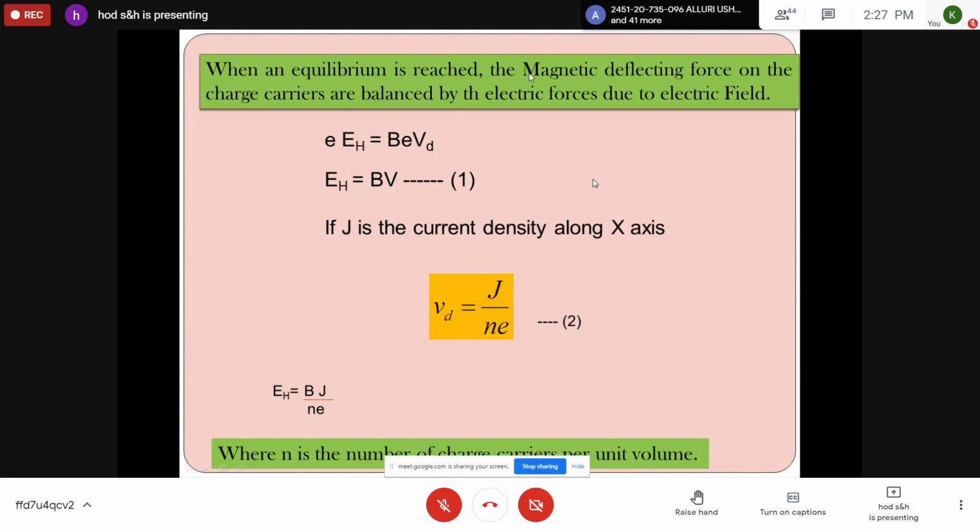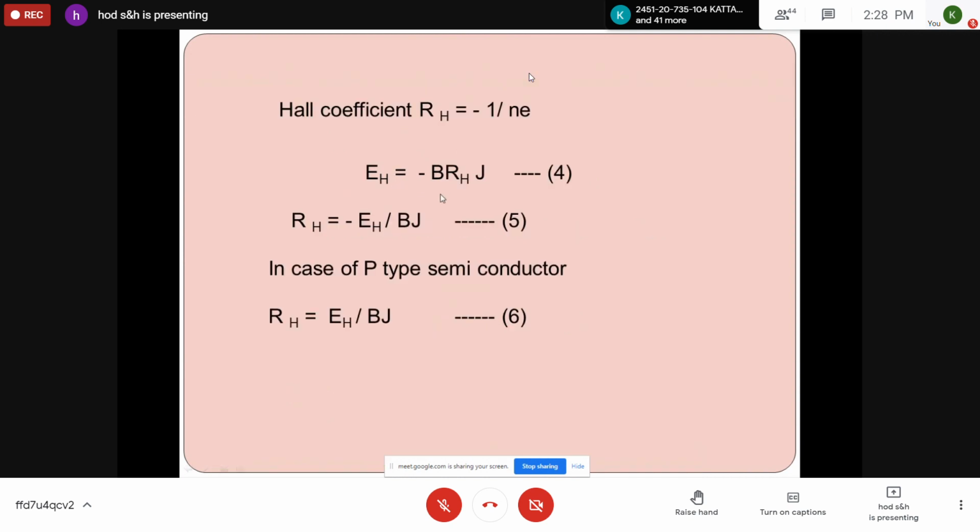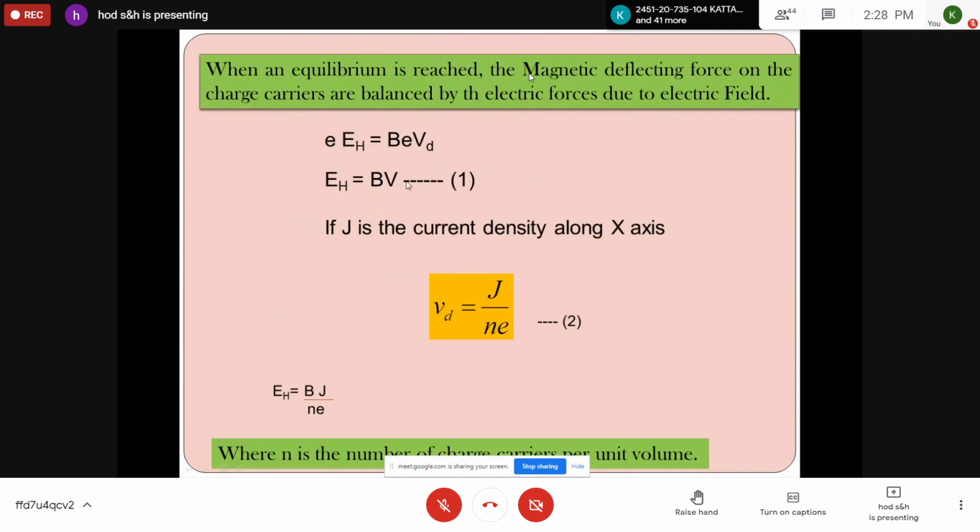And from this we can write EH is equal to B into VD, because the charge e gets cancelled. If J is the current density, then VD is equal to J by Ne, where J is the current density, VD is the drift velocity, N is the concentration of the charge carriers, and e is the charge. So in equation 1, instead of V, you can substitute J by Ne. Sorry, it is VD.